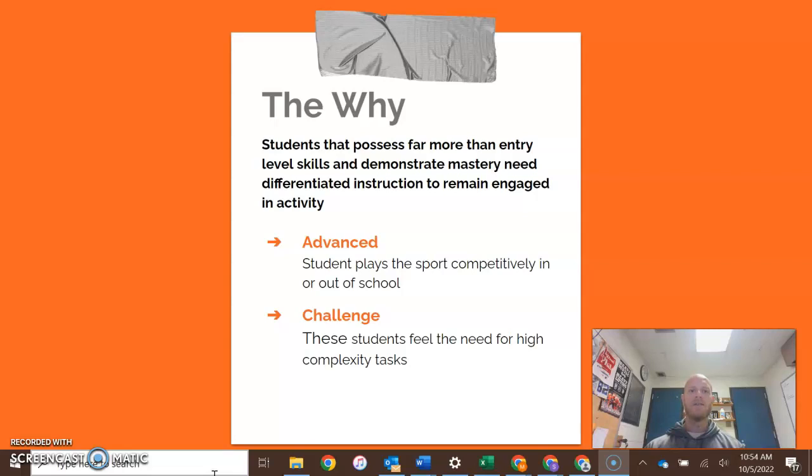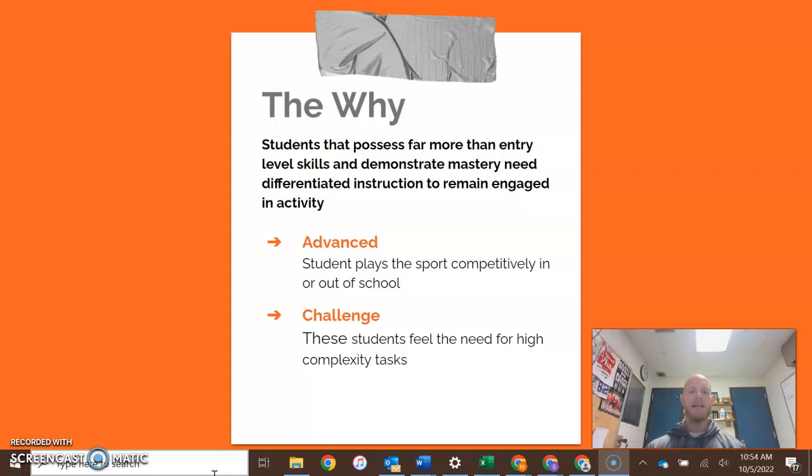We categorize these students as advanced, and one characteristic they would display would be a student that plays the sport competitively inside or out of school. Obviously, if they're in school, there's an easy way for us to track and find out what level of play they are engaged in for this unit, being basketball. We have a couple students that were varsity athletes as freshmen.